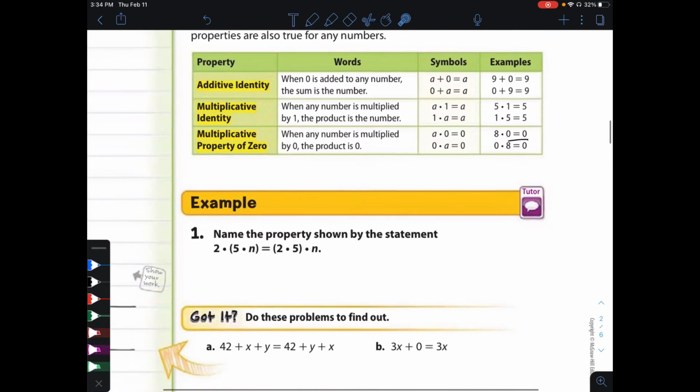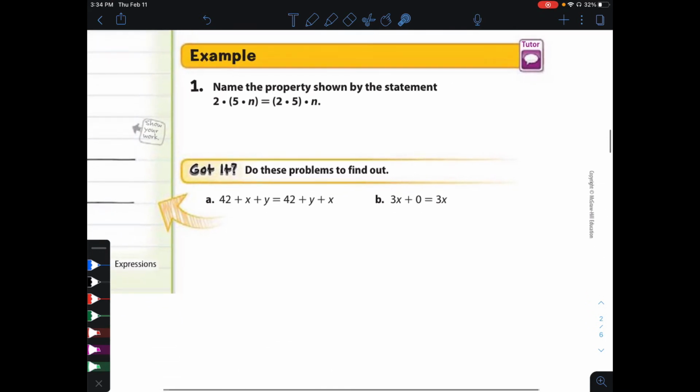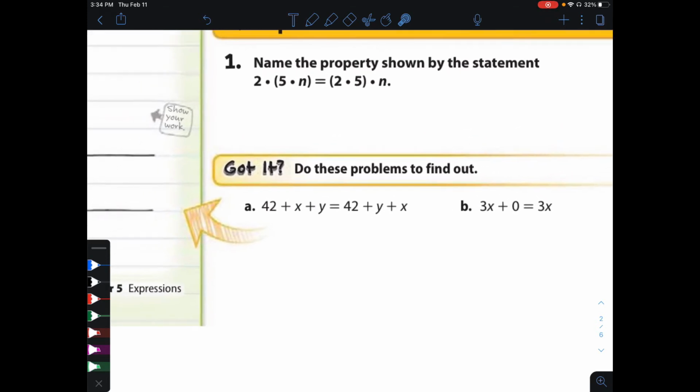Okay? Let's take a look at example number 1, see how that works. Name the property shown by the statement. You have 2 times the quantity 5 times n equals the quantity 2 times 5 times n. Now, if you notice, the order did not change: 2, 5, n, 2, 5, n. Only the grouping changed. 5 times n was grouped here. In this one, 2 times 5 is grouped.